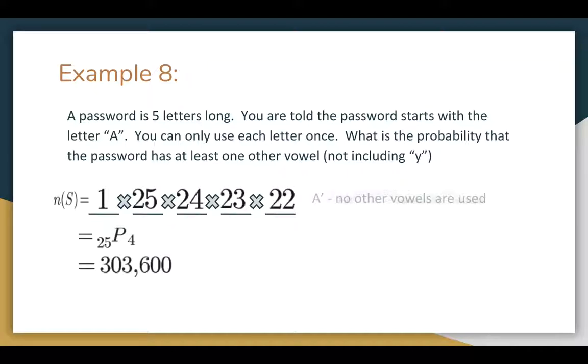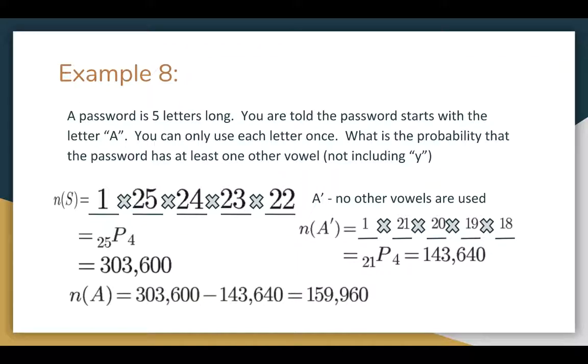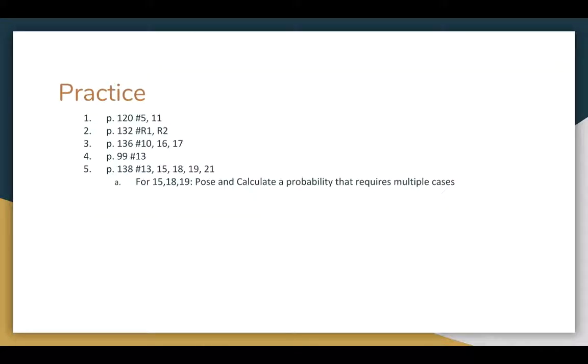And then N of A, we're going to think of instead a prime where we're not using any other vowels. And so we've got 5 slots. We've got to use A, but we can't use any other vowels, so there's only 21 choices, 20, 19, and 18. And that's 143,000. If we subtract those, we get at least one other vowel, and then divide, we get the probability. And there's some practice questions.